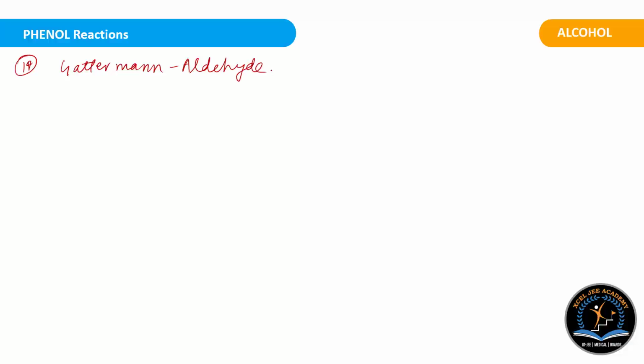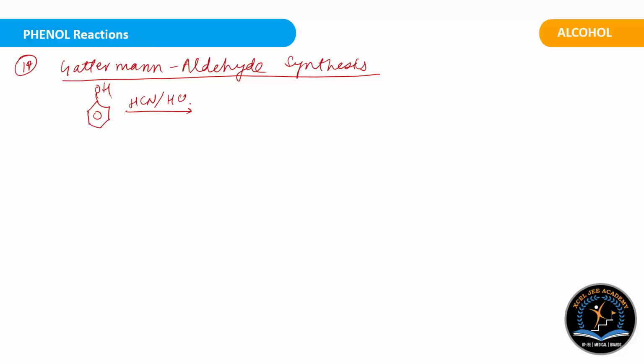So this is the Gattermann aldehyde synthesis reaction. Now in this case we are having this phenol. This phenol reacts with HCN or HCl, along with AlCl3. It is going to form an aldehyde which has OH, and at the ortho position a CHO group is present, which is a salicylaldehyde. So we will be synthesizing this one and we will go through the mechanism.